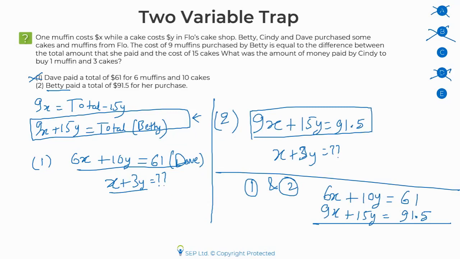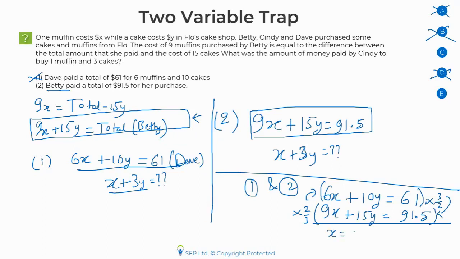Is that correct? That's absolutely incorrect. Because these are a pair of dependent equations. What do I mean by dependent equations? Dependent equations are any system of equations where if you perform a mathematical operation on one of them, you will get the other equation. For example, if you multiply the first equation by 3 by 2, you will get the second equation. If you multiply the second equation by 2 by 3, you will get the first equation. Which means, even after combining these two statements, we have two equations that are dependent.